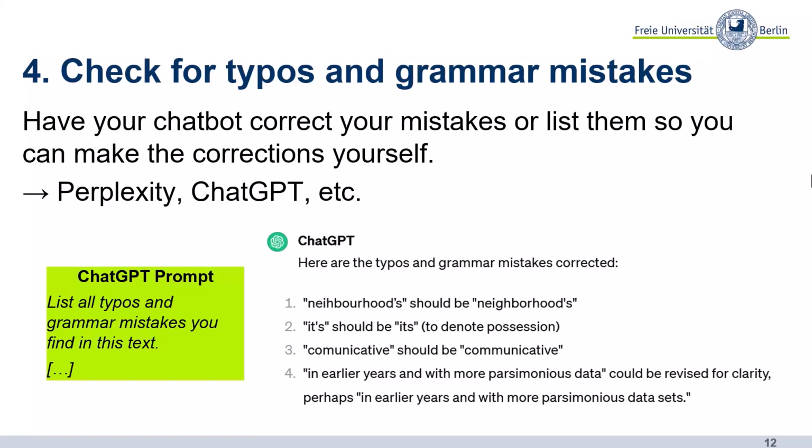not just 1. But when it comes to the 4th correction here, you can see that sometimes the corrections are a little dubious. Replacing data with data sets doesn't really make the sentence any more clear, it just changes the meaning of the sentence. So this is an example of a correction I probably wouldn't make. And this is why it's good practice to ask your chatbot to list your mistakes so you have a little control over the whole process.